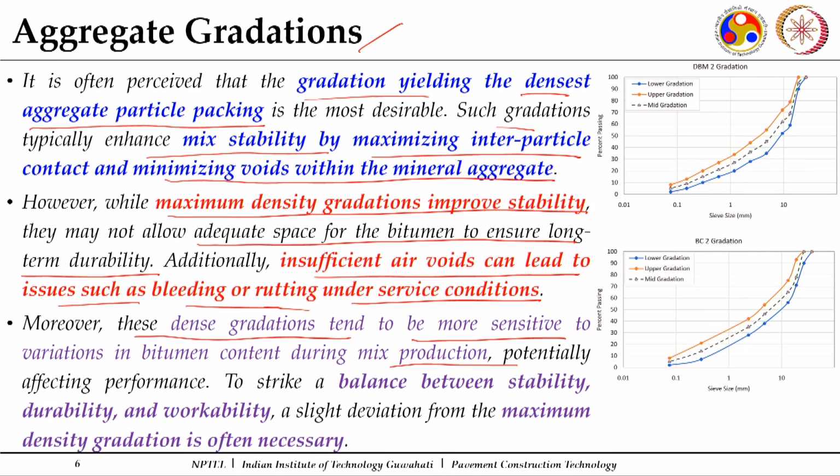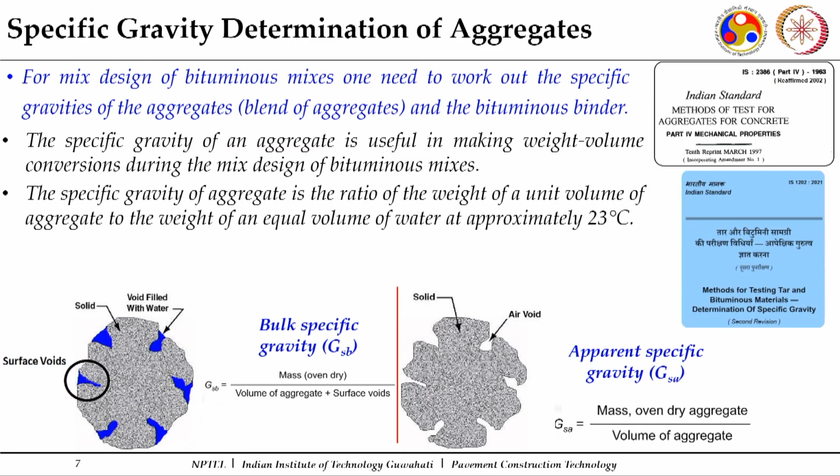There may be a slight variation, and we give an allowable range. Whatever we do at laboratory scale cannot be exactly simulated in the field, so we need to allow some variation in the field. With that, the densest gradations are more vulnerable or sensitive to the change in binder content. Therefore, to have a balance between stability, durability and workability, we normally try to deviate from the densest packing which we can have, so that we get the required amount of air void content in our gradation to accommodate the binder and to look after the aspects related to secondary compaction.